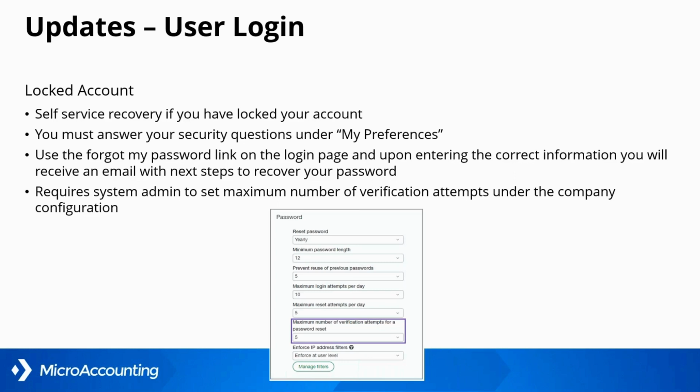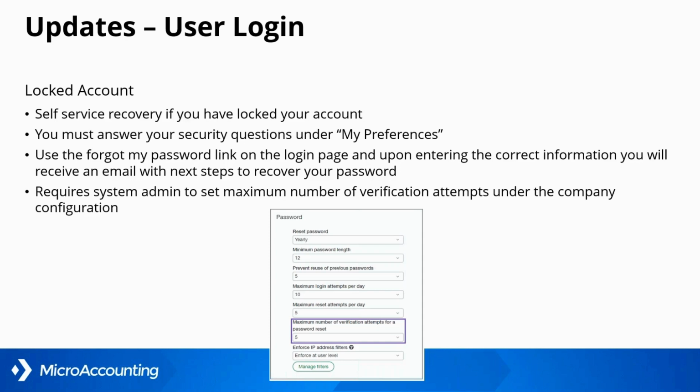You do have to set up a security question. You may have seen on some login attempts where it's asking you for a security question. You set that up under My Preferences. When you log into the system, under My Preferences, which you can see under the company menu or by clicking on your name in the top right-hand corner, you will see those options to set up your security questions. That is going to be required for the self-service recovery for a locked account. So you have to have set up your security questions.